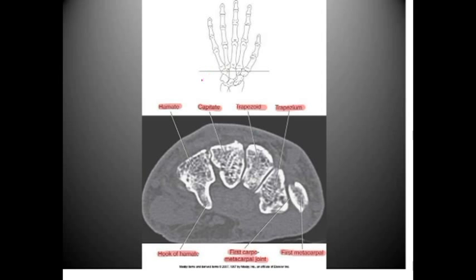As we can see, this is a scan through the distal row of the carpal bones. We have the hamate. You can see the hook of the hamate here. You have the capitate, the trapezoid, and the trapezium. And notice the first metacarpal here is going to be articulated.